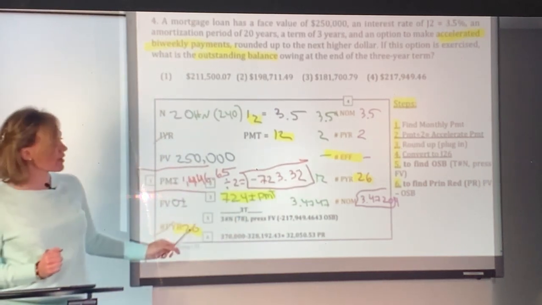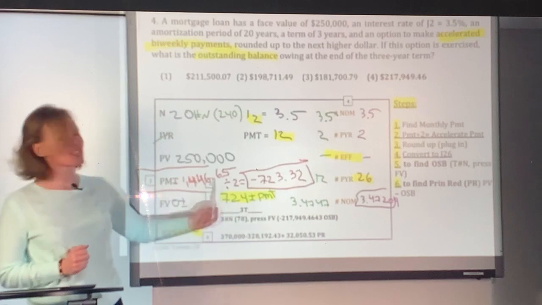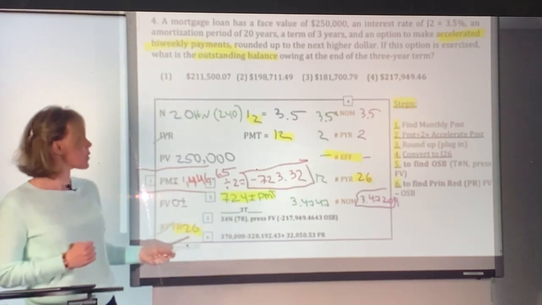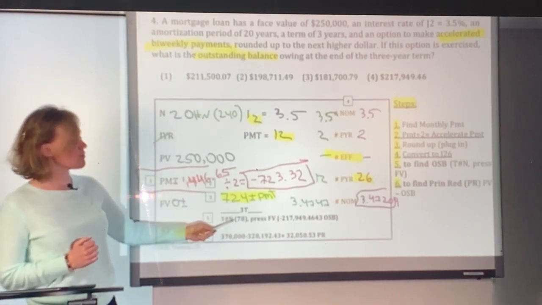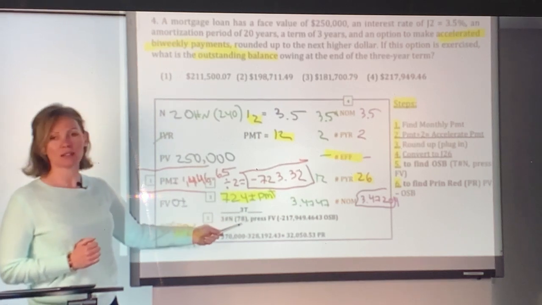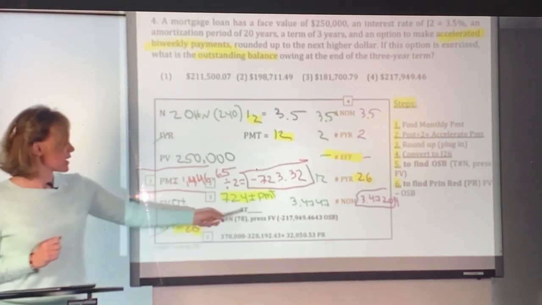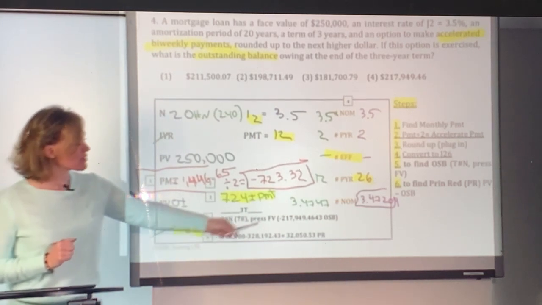So as soon as you change your PYR to 26, this is when you can come back and do, okay, let's do that outstanding balance now. The term is 3 years. So what are you going to do? You're going to do 3 shift N. It's going to come up to 78 bi-weekly, right? So it multiplies 3 by 26. That's why it's 78. Press future value.